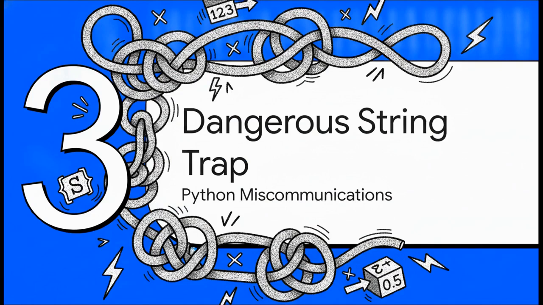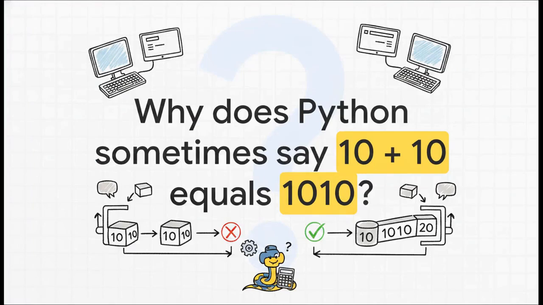Okay, section 3, the dangerous string trap, miscommunications in Python. Now pay attention, because this is where absolute beginners hit their first major roadblock. So imagine you ask a user for two numbers to add together. They type 10, and then they type 10 again. But instead of giving you 20, the computer gives you this ridiculous answer of 1010.